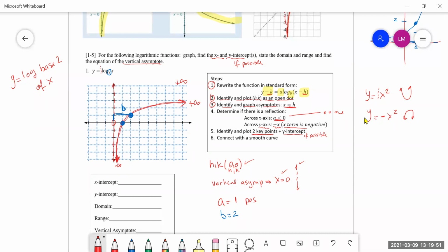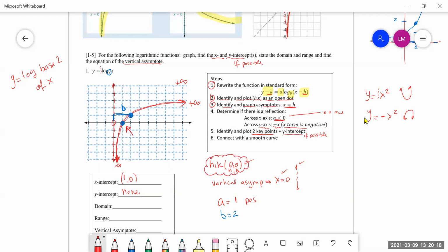The x-intercept is very visual. It's right there, 1, 0. Our y-intercept, we have none. So let's write none, because the asymptote is on top of the y-axis, and we're never going to touch the asymptote. The domain, we labeled it already, okay? We are starting here at 0, 0.